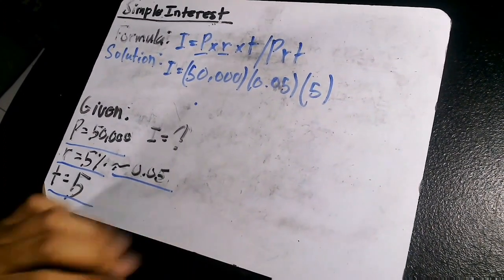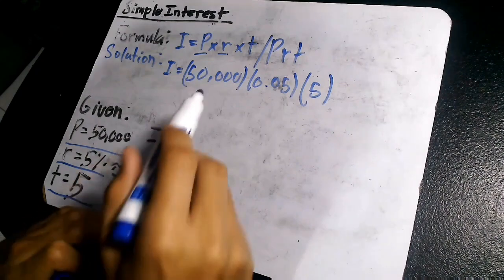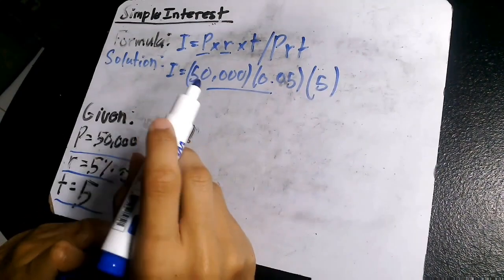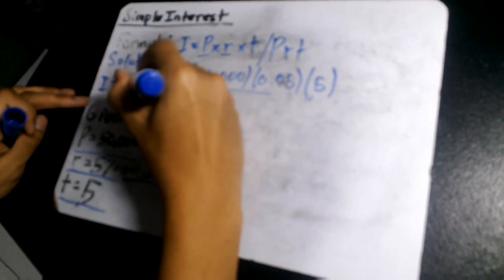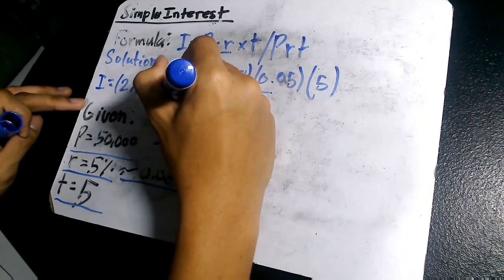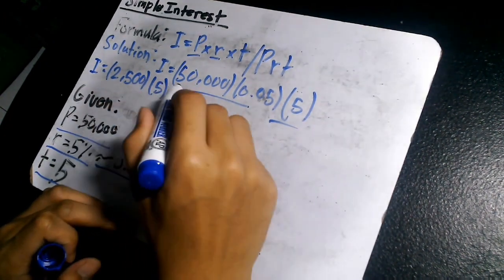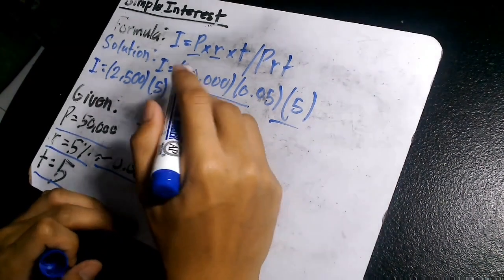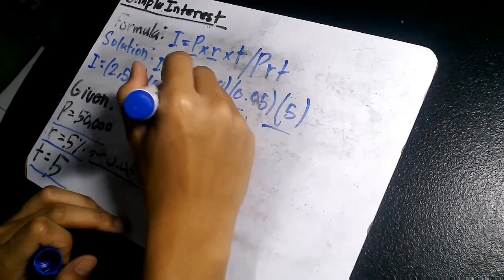Again, you can just use a calculator or scientific calculator for solving this to make it easier and faster. First, we would multiply 50,000 and 0.05. To multiply them, we would get 2,500 and bring 5, which is this one. And 2,500 times 5 is equal to 12,500. And this is the final answer.